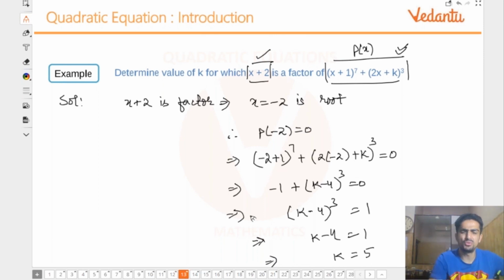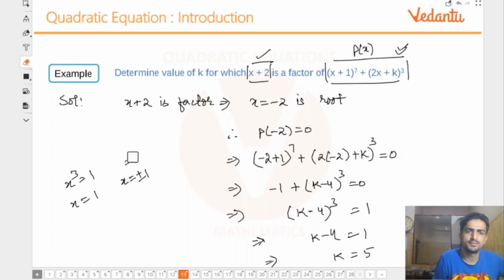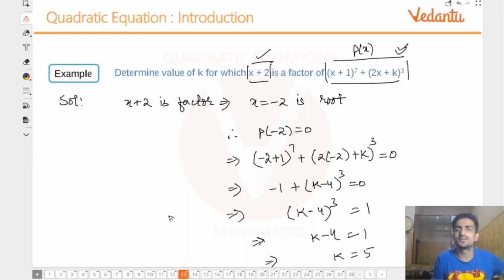No, don't do that. If x cube is 1, then x is only 1. It is a case with even powers when we get plus minus, not with odd powers. With odd powers, we get only one value. Okay. So no more doubts. That is great. So primarily, it's very basic. When x plus 2 is factor, then certainly -2 will be root. -2 should satisfy. Straight away, we get k.